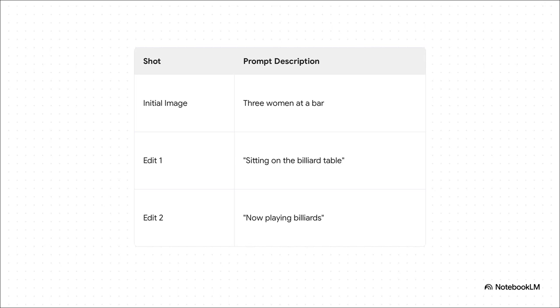Then you take that new picture and give it another prompt. Make them now playing billiards. And it does it again. The characters, their clothes, even the feel of the background, it all stays perfectly consistent. That is so hard for an AI to pull off.